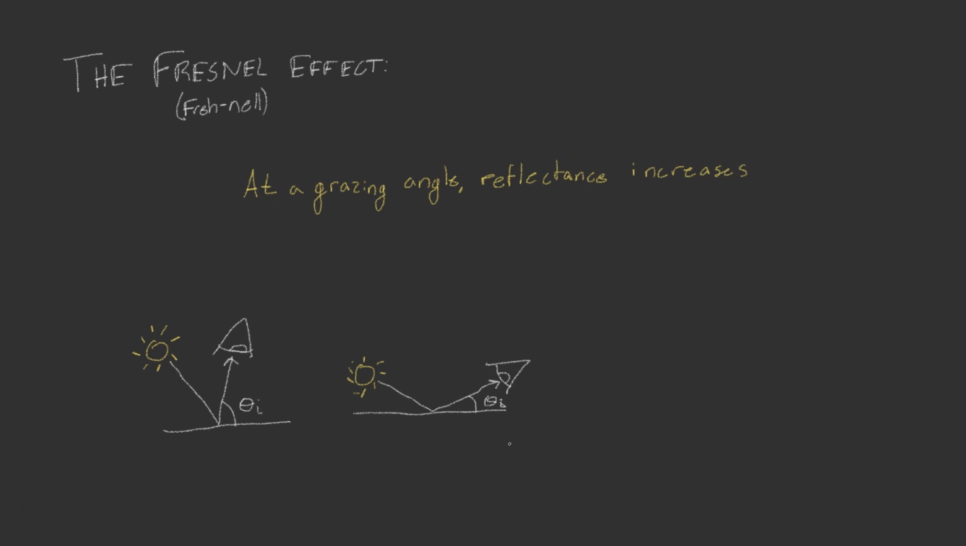So if we apply this knowledge to our diagrams, we can figure out that theta I on the left is much greater than theta I on the right. So we can say that our situation on the left is going to be less reflective, and our situation on the right is going to be more reflective. So how can we apply this in Cycles? Well, we have to make our angle more reflective when we look at it from a steeper angle. That is why the developers included the Fresnel node, which allows us to do exactly this with ease.